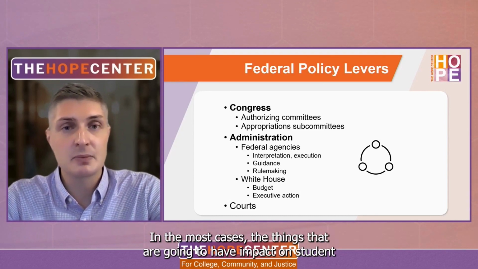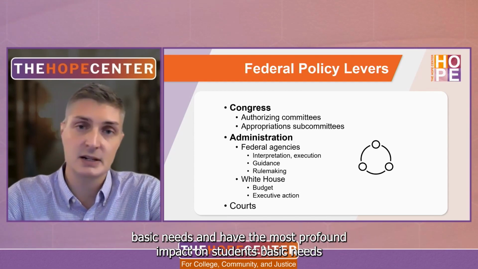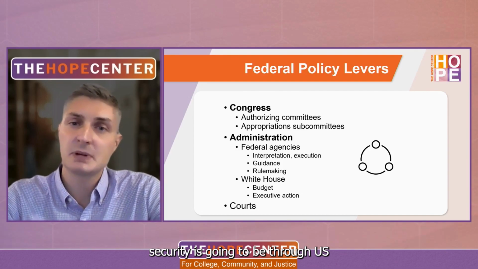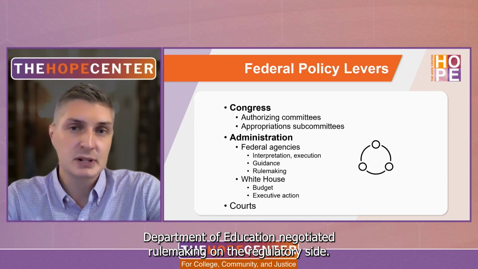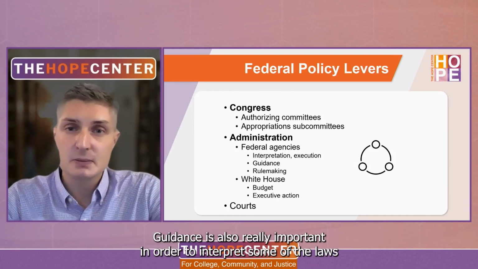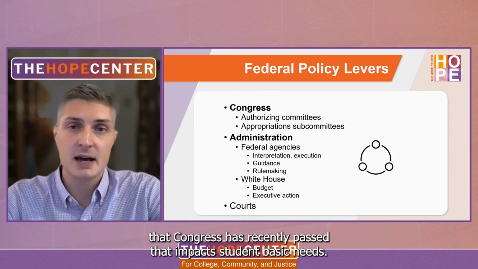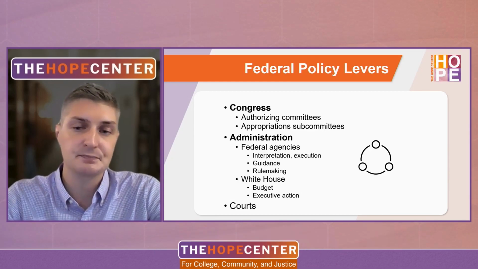In most cases, the things that are going to have the most profound impact on student basic needs security are going to be through US Department of Education negotiated rulemaking on the regulatory side. Guidance is also really important in order to interpret some of the laws that Congress has recently passed that impact student basic needs, which we'll talk about in a minute, like the FAFSA Simplification Act.